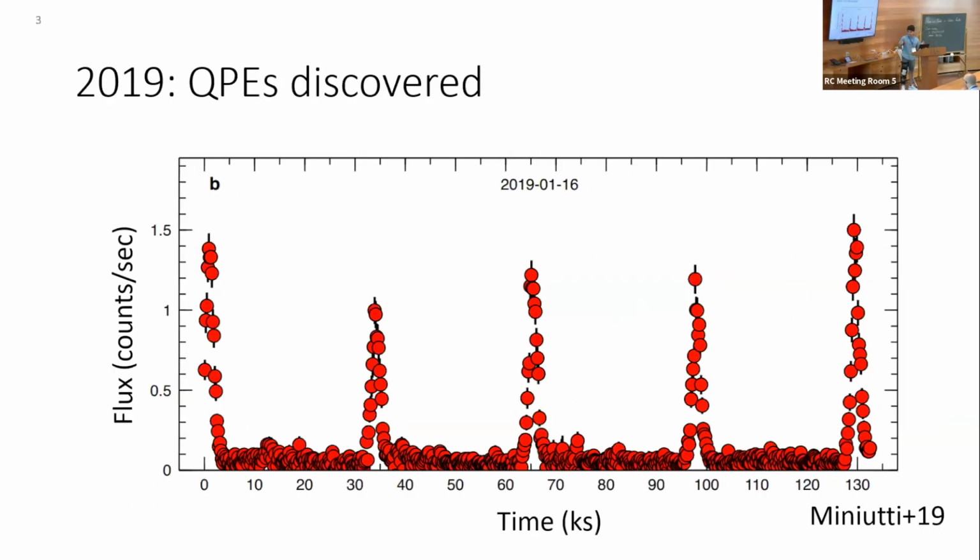So then in 2019, when QPEs were discovered, courtesy of Giovanni, it was quite a surprise because they broke just about all of the rules that I mentioned in the previous slide. It's remarkably ordered quasi-periodic bursts separated by an unusually stable, non-variable quiescence, and the spectral properties differ quite dramatically from typical AGN as well.